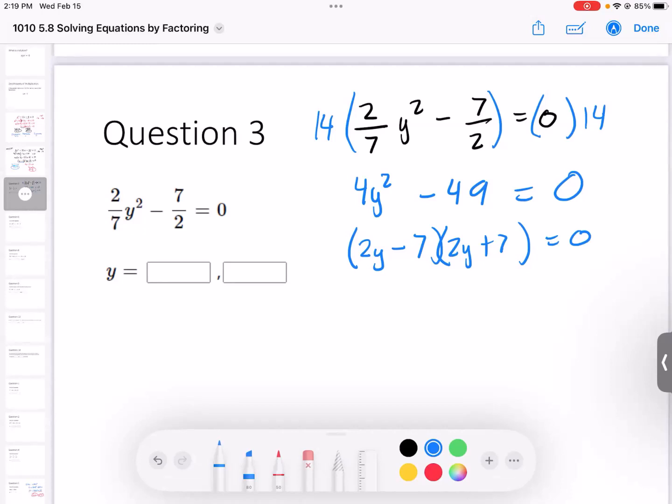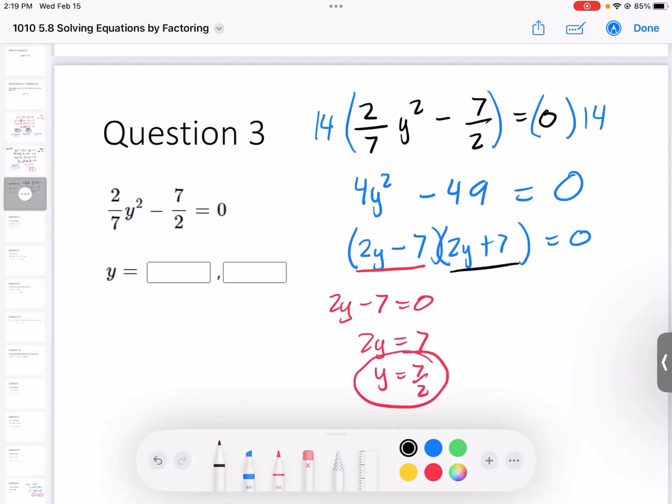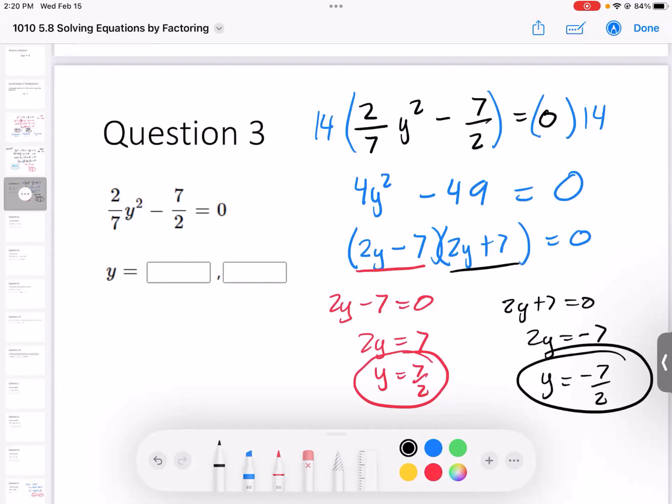Once we get it into factored form, then we say, okay, either this has to be 0 or the other factor has to be 0. So I'll say 2y minus 7 equals 0. Add the 7, you get 2y equals 7. Divide by 2, and you get y equals 7/2. That's one solution. The other solution is if the other factor equals 0. So if I subtract 7 there, I get 2y equals negative 7. Divide by 2, I get y equals negative 7/2. And so those two would be my solutions to this equation. Any questions on that? Okay.